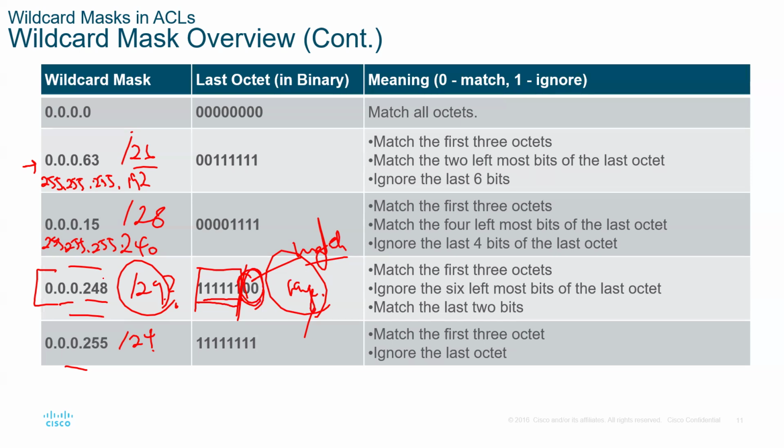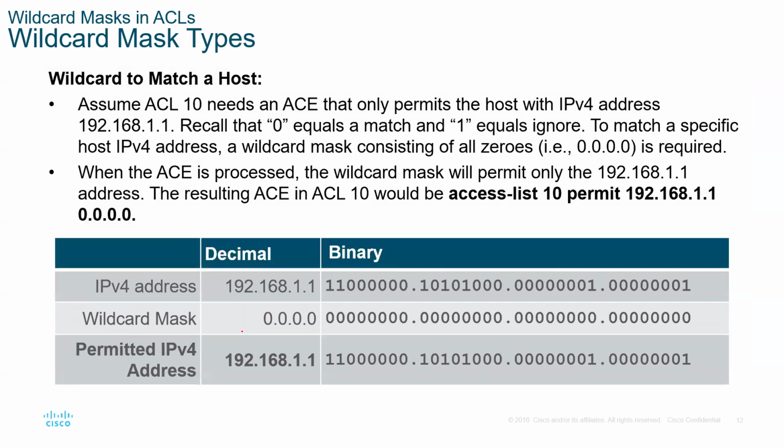Right, let's keep this one. I think this one is range. That's why it was a bit confusing, so that will make sense. This is probably range. Let's try to move to the next. Maybe we can have an example here. Does it make sense? What wildcard mask to match a host? If you want to match a host, you use quad zero.